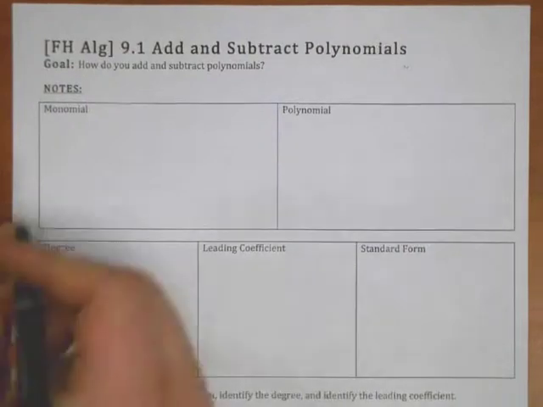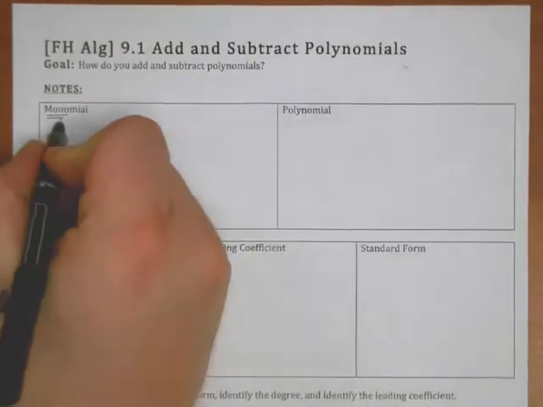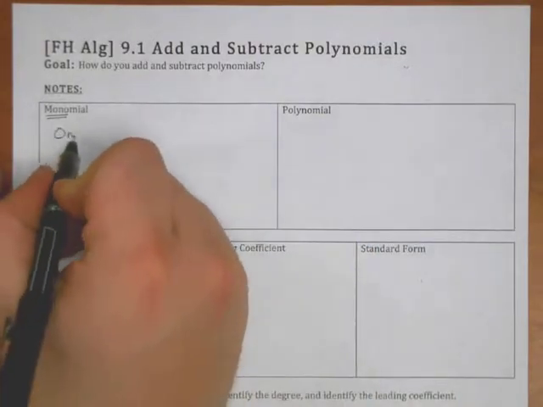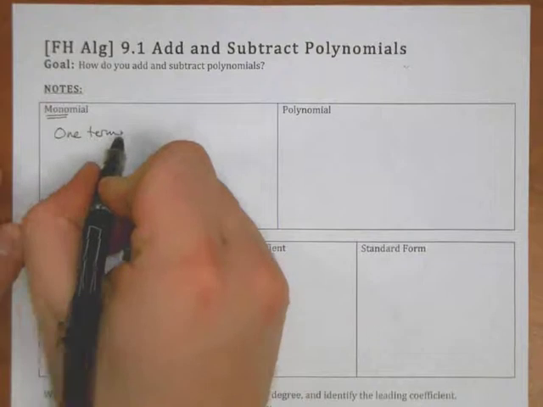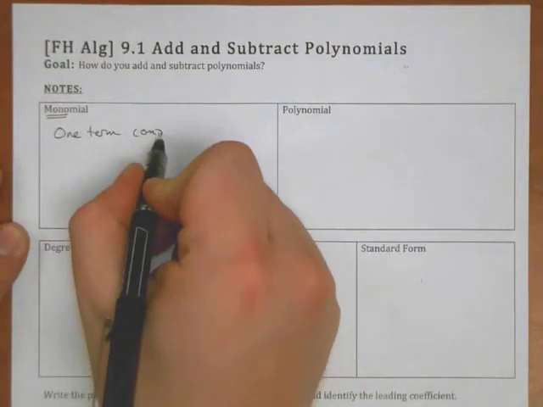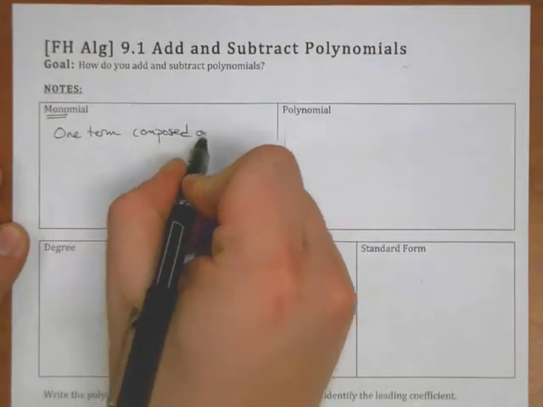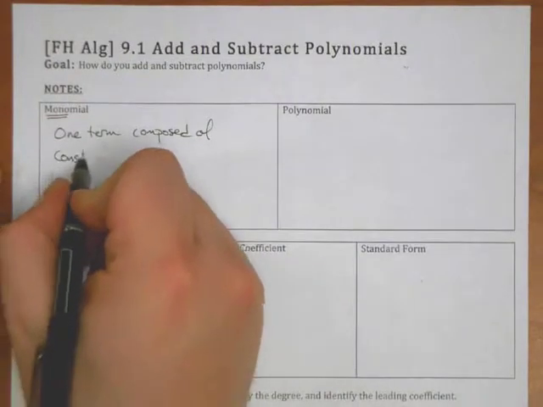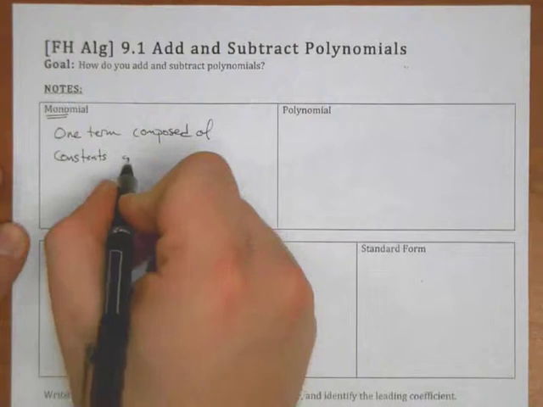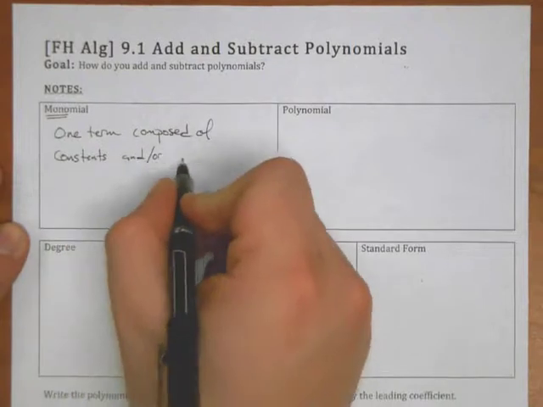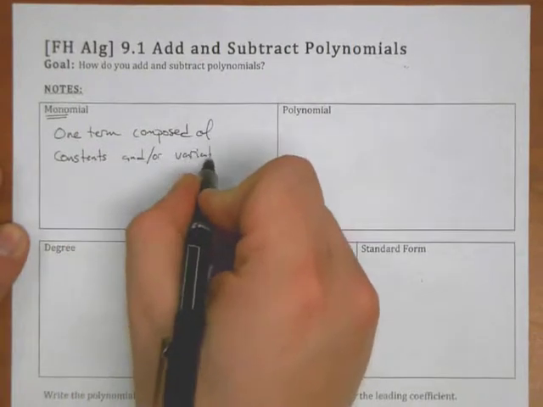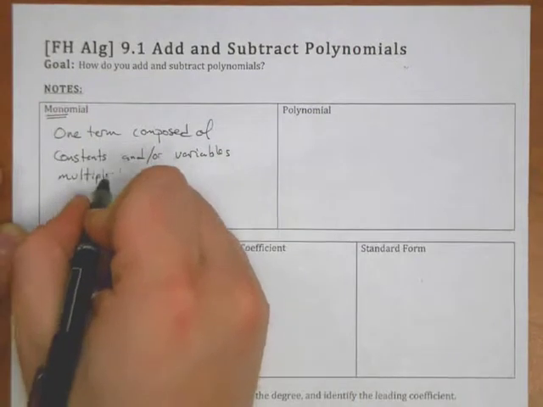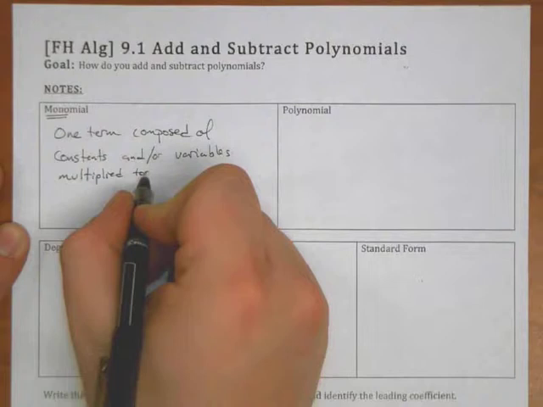So we'll start here with monomial. Mono, the prefix meaning one. So this is going to be one term composed of constants and/or variables multiplied together.